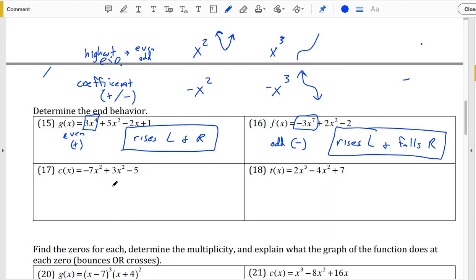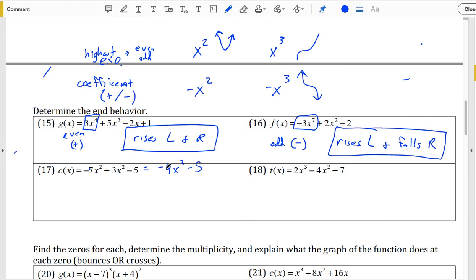Okie dokie. Next, we've got this one. This one is a bit of a trick in the sense that you look at these two terms and they're both squared. So this is not a simplified polynomial. So we have to simplify it first. So it simplifies to negative 4x squared minus 5.